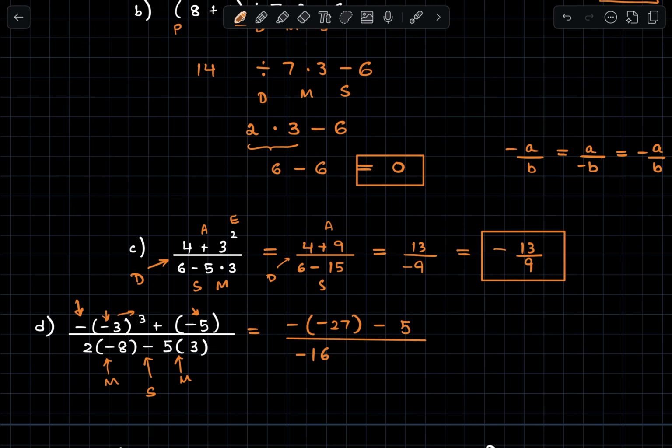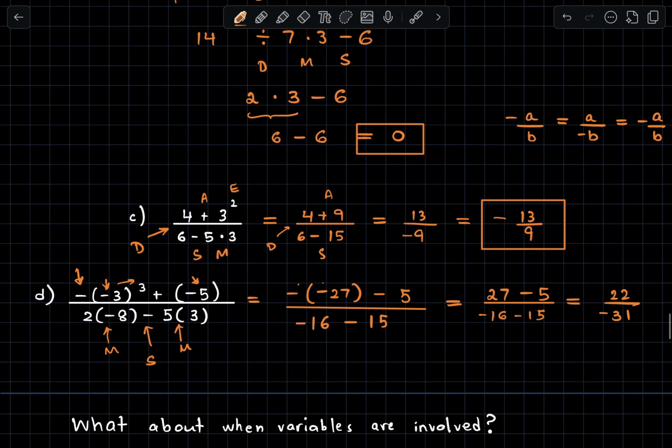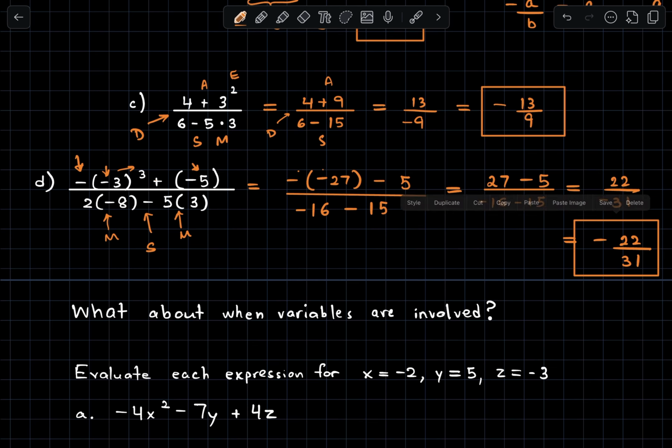You can think of this as a negative number multiplied by a positive number. This will just be -15 left here. Okay. Negative times negative up here is just going to give us a +27. So we're left with 27 minus 5 on top, -16 minus 15 on the bottom. That's going to come out to 22 on the top, -31 on the bottom. And again, I'm just going to bring that negative sign up front. So our final answer comes out to -22/31.